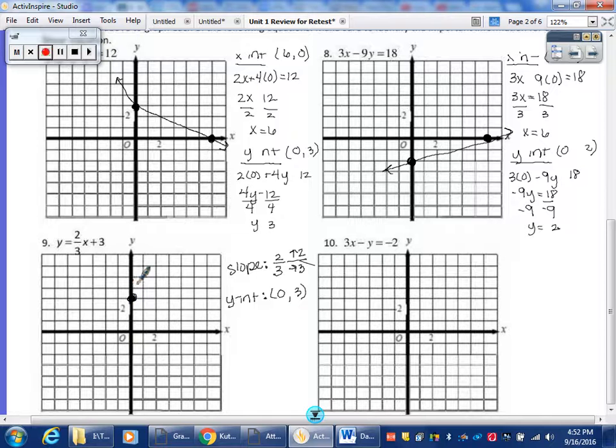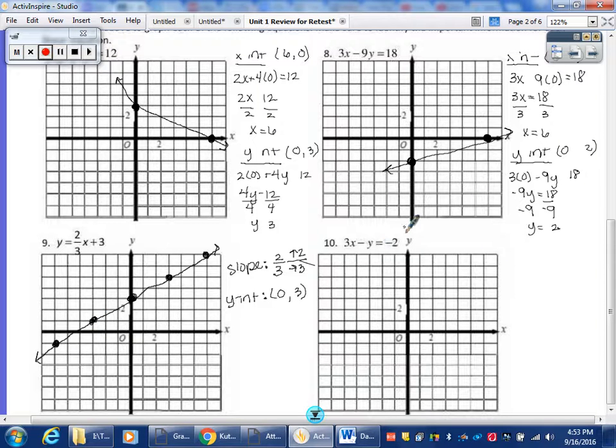Then I'm going to go up 1, 2, and over 1, 2, 3. Up 1, 2, and over 1, 2, 3. And then I'm going to go down 2 and over 1, 2, 3. Then down 2 and over 1, 2, 3. And I'm going to connect those dots. All right, that's not even that bad. And so what I did is I went up 2 and right 3, up 2 and right 3, and then I reversed the slope to get points on the other side.